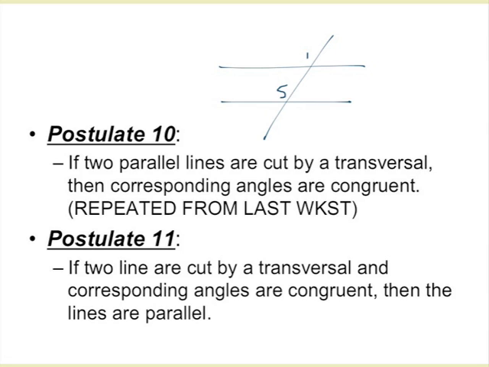Postulate 11 says, if we have two lines cut by a transversal and the corresponding angles are congruent, then those lines have to be parallel. Same picture, but a different starting place. Yesterday we knew parallel, we found out angles. Postulate 11 says we know angles and we're finding out parallel. What's that called when two sentences say the same thing but backwards? Converses. So these are converses of each other. It's the opposite process, different starting information.